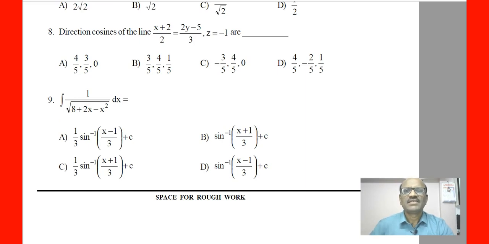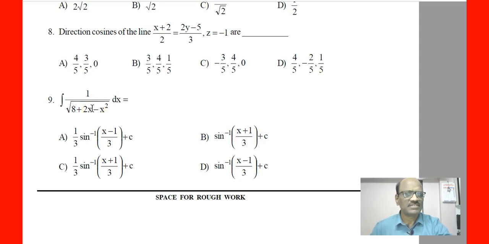That is the 9th question: integral of dx upon square root of 8 plus 2x minus x square. Again a very simple question. That is 8 plus 2x minus x square. Take the negative sign common from these two terms. Then in the bracket you will get x square minus 2x.